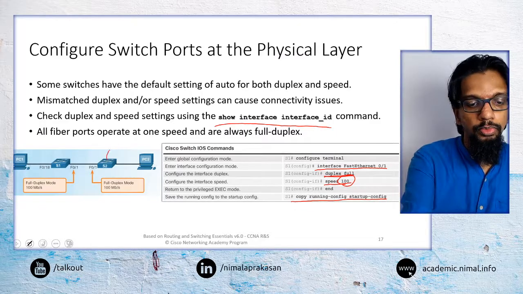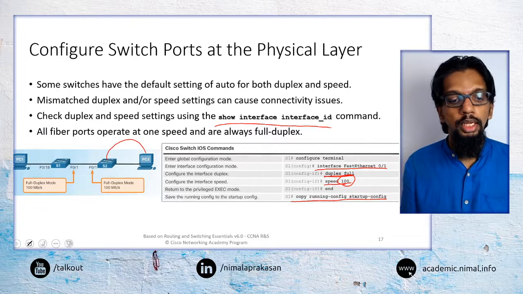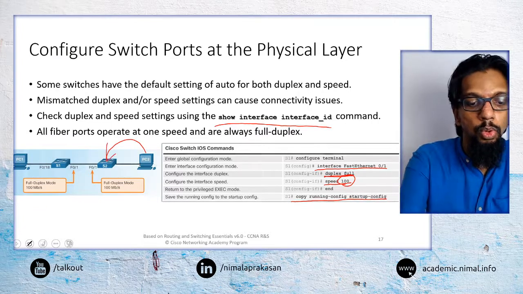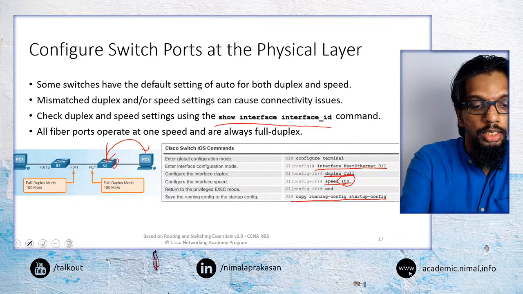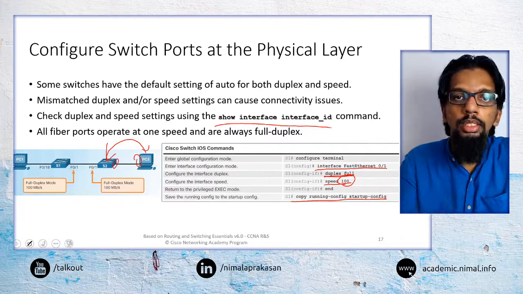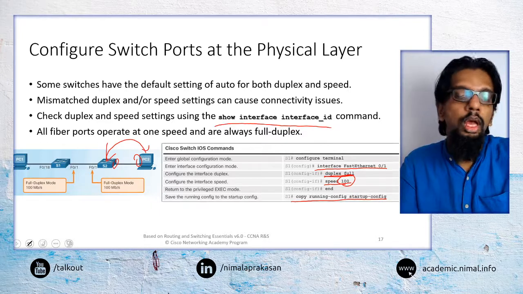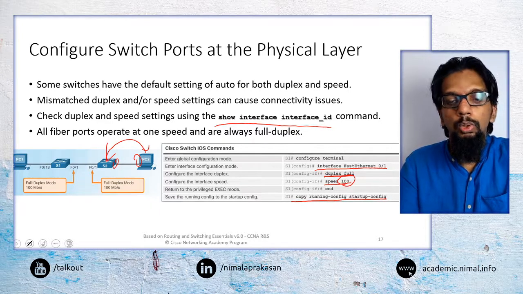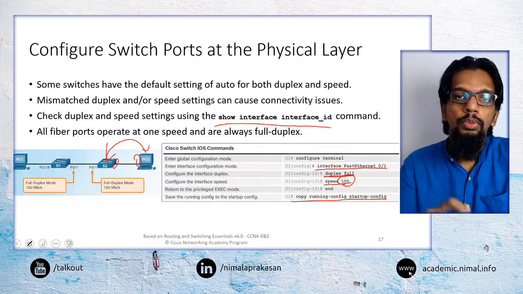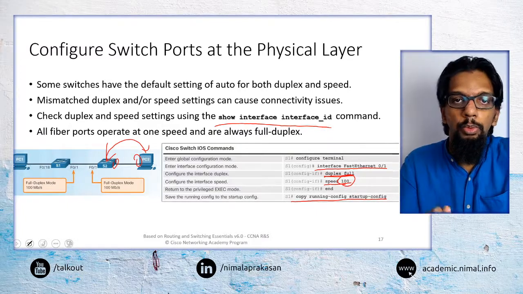So if these two devices are connecting, we would want to ensure this connection and this connection at both ends are configured similarly, whether both are full duplex, both are matching speeds. So we want to ensure that, and that's what we would do by configuring individual ports.